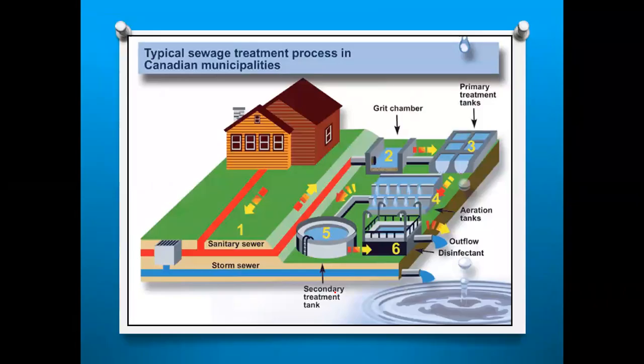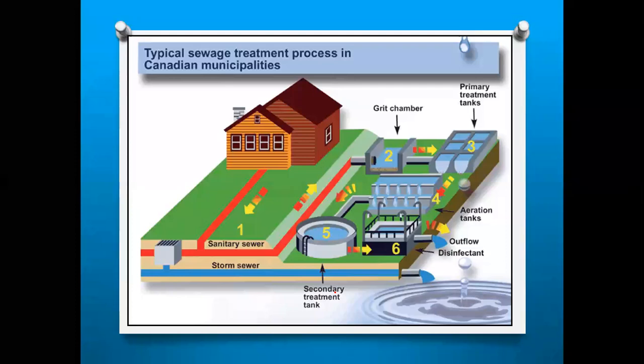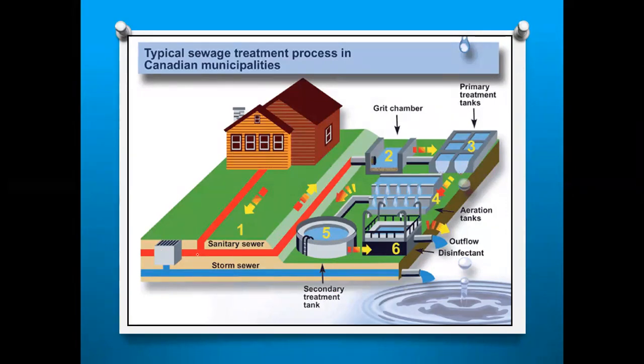If you see the other figure, the typical sewage treatment process in Canadian municipalities, it is a simple example. If this is your house or my house, from this house the sanitation is coming, water is coming here, and the sanitation is going through. This is the main road. The red color indicates the sanitary water coming from the house and going into the sanitary sewers, right?